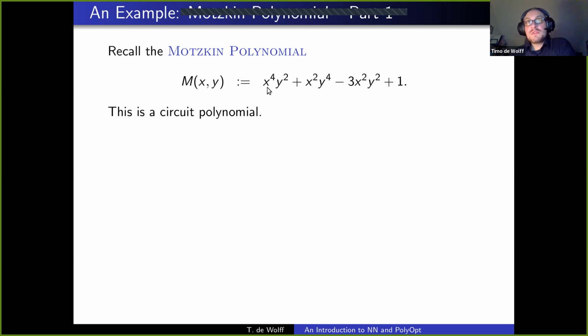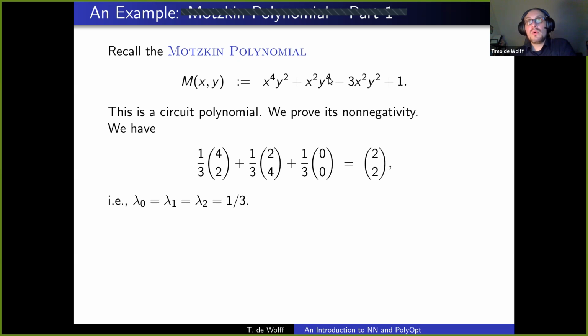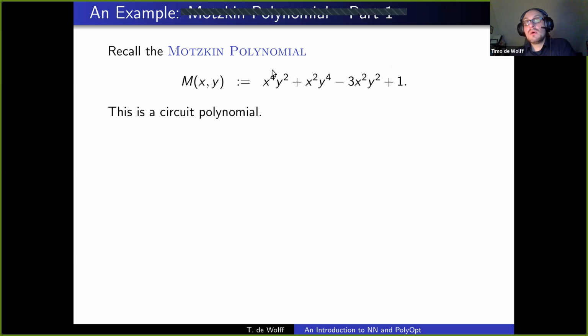Well, first of all, we said a circuit polynomial should always have two more terms than the dimension of its Newton polytope. What's the Newton polytope? Well, this term 1 here just has exponent 0, 0, right? So we have exponent vectors 0, 0, 2, 4, 4, 2, and 2, 2. The Newton polytope is a triangle with vertices 4, 2, 2, 4, and 0, 0. And this is an interior point. Let's stick here for a second. So it's a triangle. It has dimension 2. It has 4 terms. A triangle is a 2 simplex. So this is also satisfied.